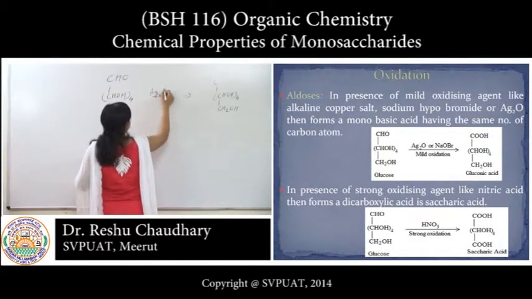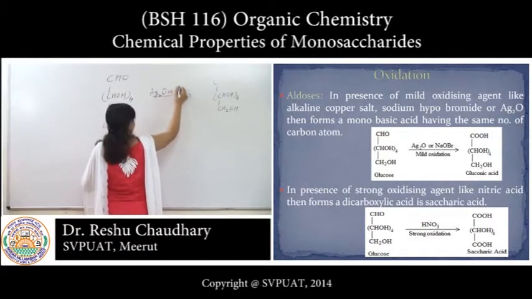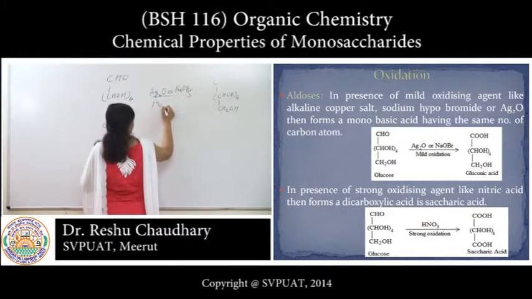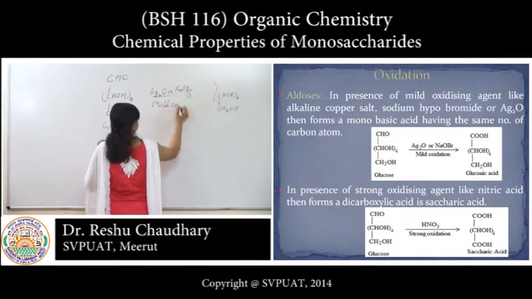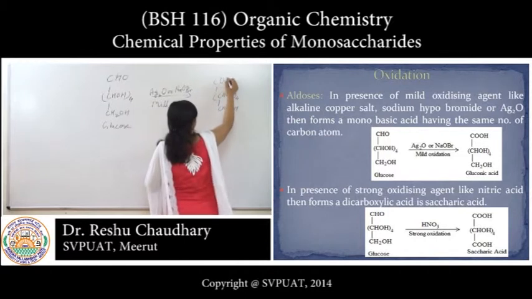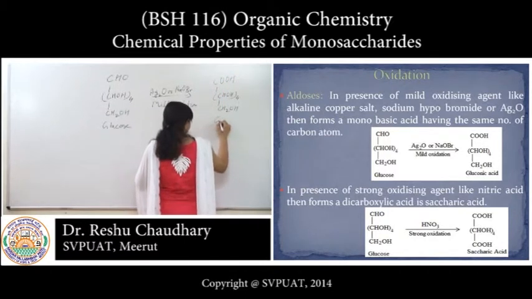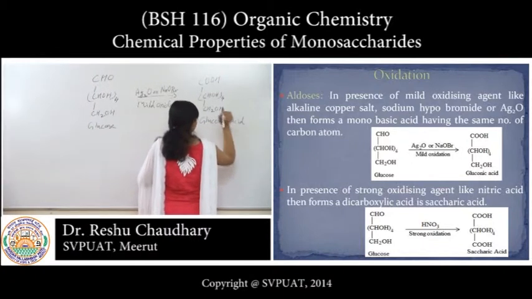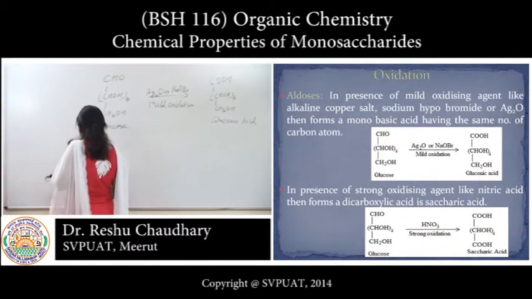This is Ag2O or sodium hypobromite, which undergoes mild oxidation, then forms gluconic acid. This is the structure of gluconic acid.